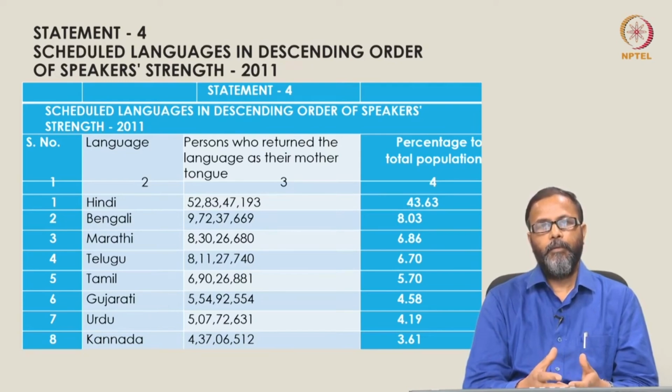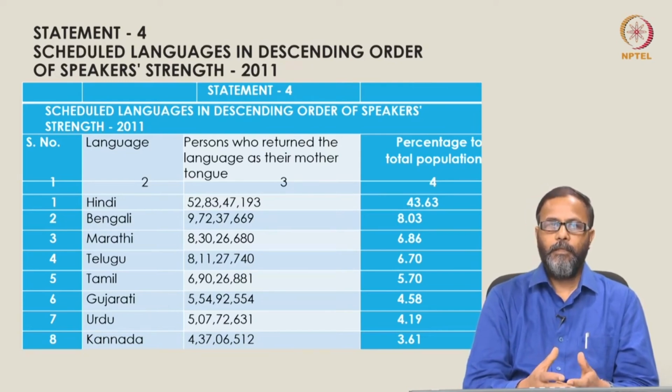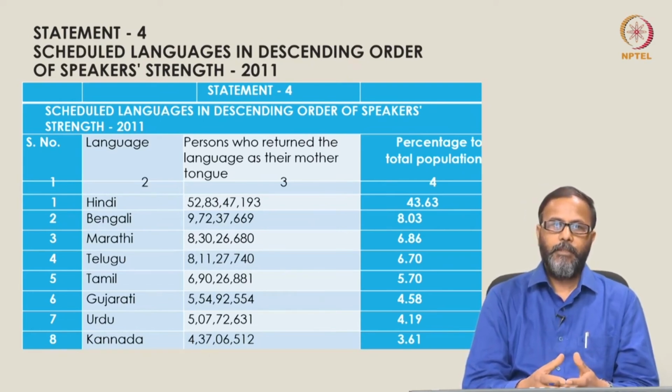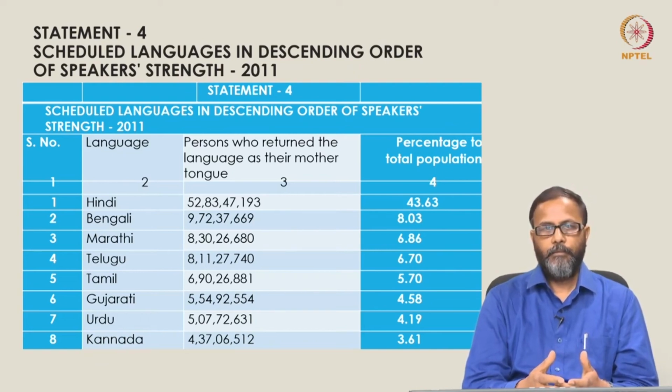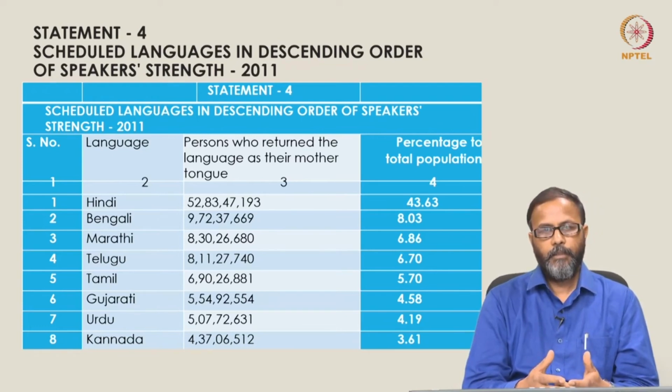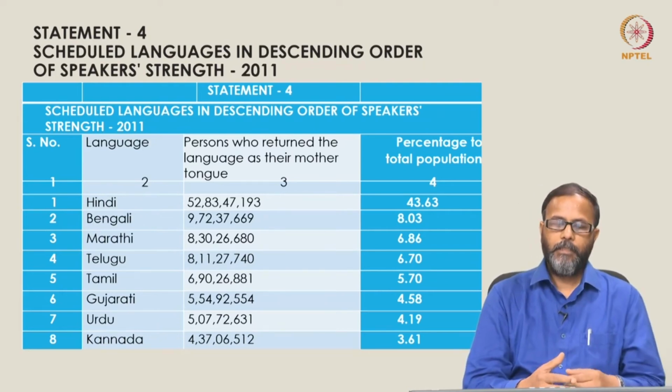43.63% of the total population of the country speaks Hindi as their first language. Then 8.03% speaks Bengali as their mother tongue or first language. 6.86% Marathi. So, Hindi speakers are 52 crore 83 lakh 47,193. Bangla speakers 9 crore 72 lakh 37,669.